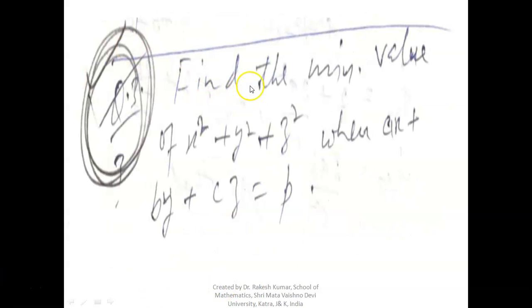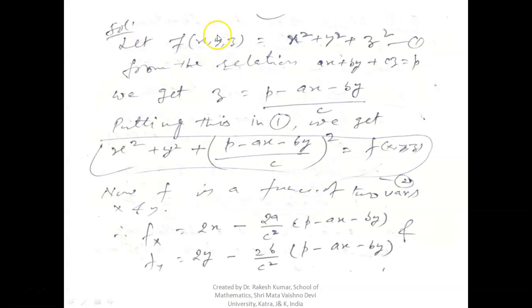The next question is, find the minimum value of x square plus y square plus z square when ax plus by plus cz is equal to p. For that, from this condition we find the value of z in terms of x and y, and put it in the given equation. So I get this one, x square plus y square and z square is this one.